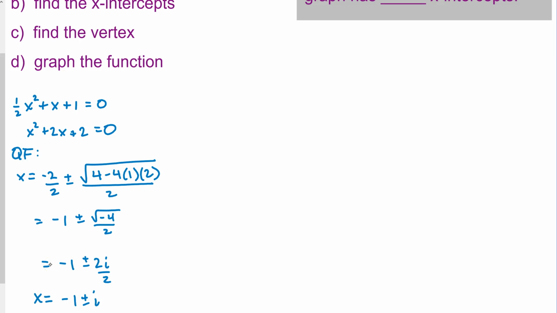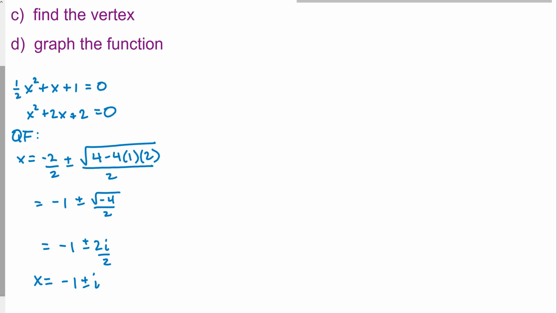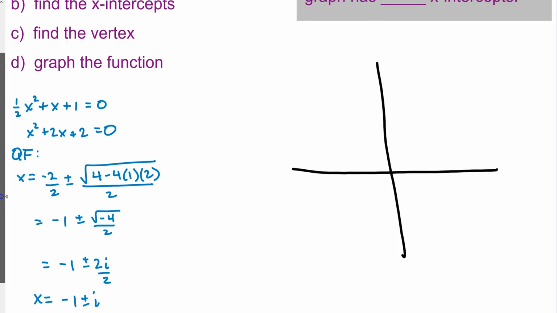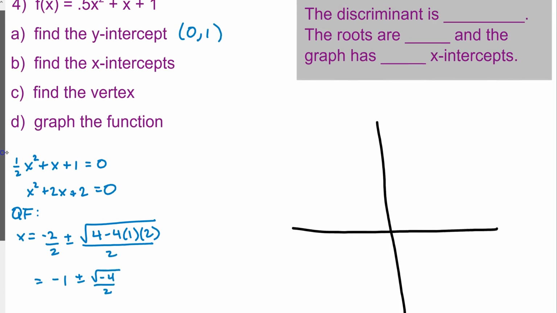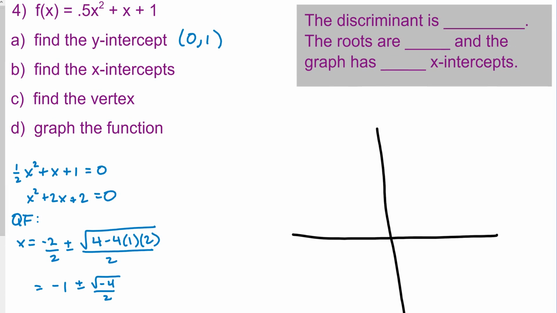Now those are not real. And if they're not real, you can't graph them on your standard coordinate system which has real x's and real y's. We're not talking about graphing complex numbers, we're talking about graphing a function with real x's and real y's. So there are no x-intercepts.